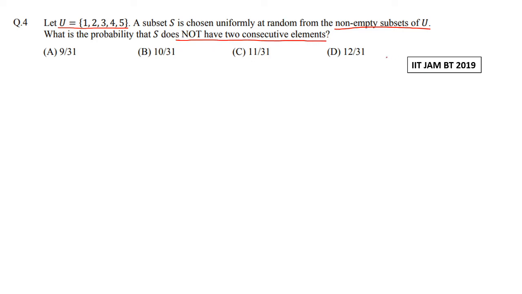Now what are the subsets? Which are the subsets of U? First of all, you can have an empty subset. This is the empty subset, right? So we cannot take the empty subset as S. We cannot choose the empty subset as S. We can choose only non-empty subsets.